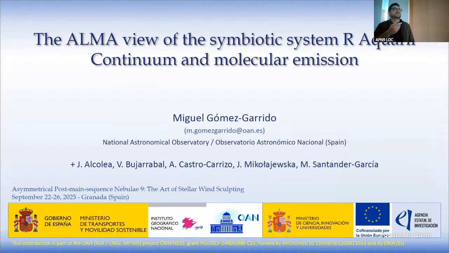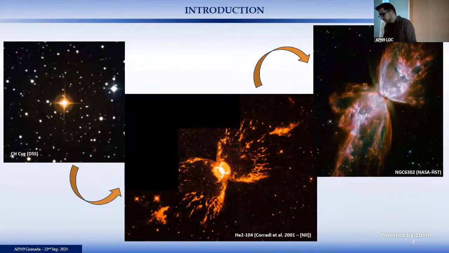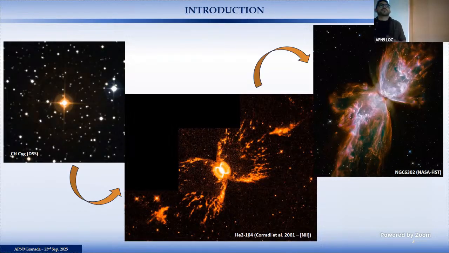Well, as mentioned in a few previous talks, there seems to be a relation between symbiotic stars and the final structure shown by planetary nebulae. For example, there are processes such as jets and bipolar outflows that can help to shape the axisymmetric structures seen, for example, in this planetary nebula.